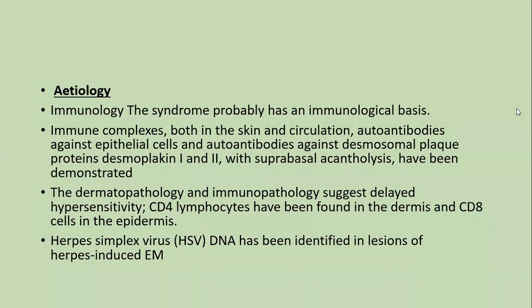Etiology. Immunology: the syndrome probably has an immunological basis. Immune complexes both in skin and in circulation. Autoantibodies against epithelial cells, and autoantibodies against the desmosomal plaque proteins, desmoplakin 1 and 2, with suprabasal acantholysis have been demonstrated. So these are all theories supporting the immunological basis of this syndrome.